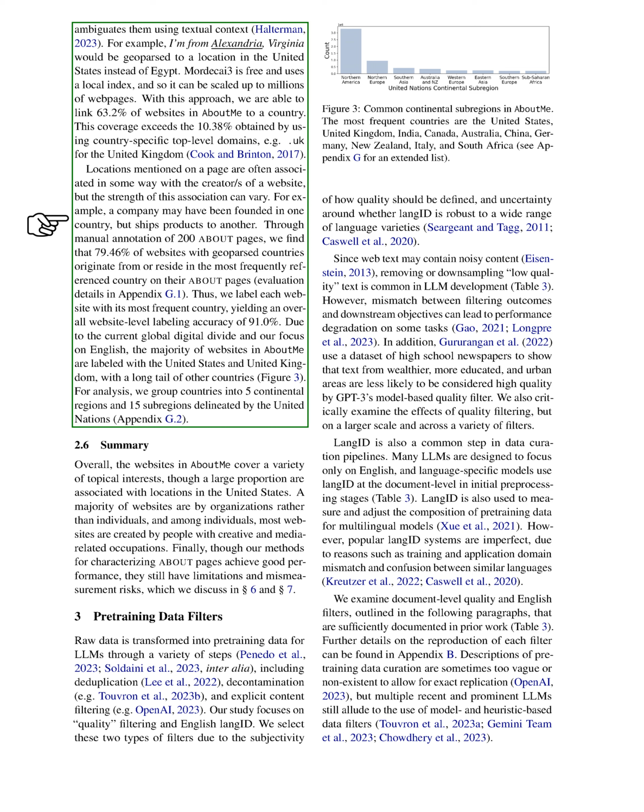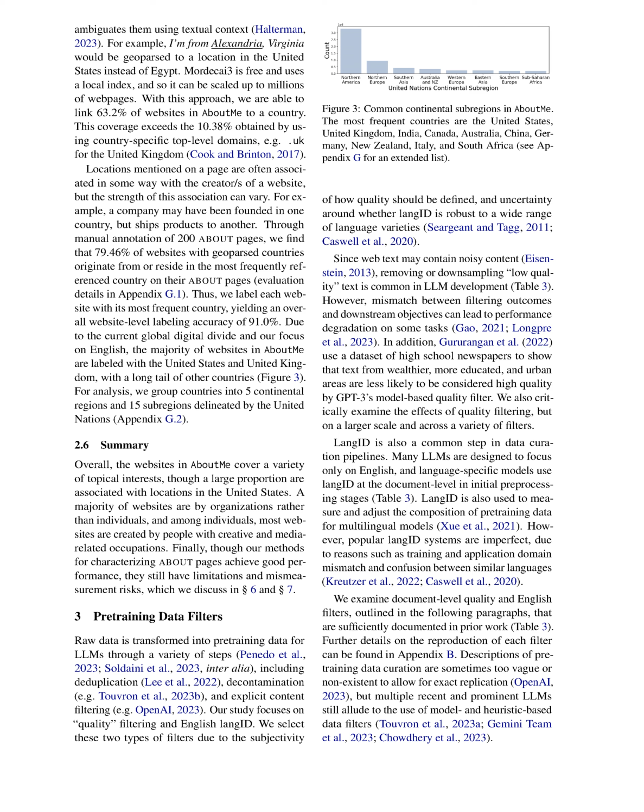We label each website with its most frequent country, yielding an overall website-level labeling accuracy of 91.0%. Due to the current global digital divide and our focus on English, the majority of websites are labeled with the United States and United Kingdom, with a long tail of other countries. For analysis, we group countries into 5 continental regions and 15 subregions as defined by the United Nations.